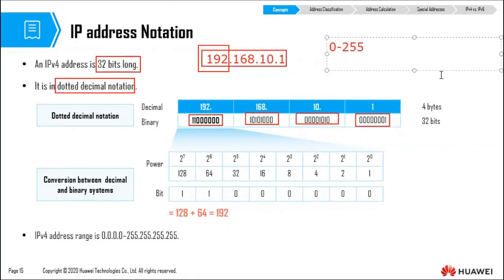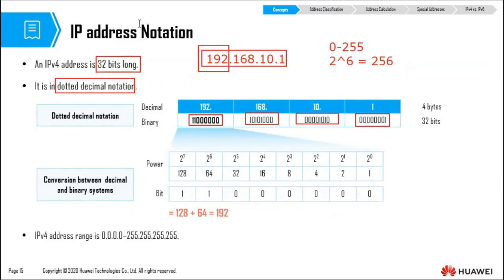So how do we get that? For those who know binary, 2 raised to power 8, right? You're going to get 256. So if you start counting from 0 to 255, then you get 256. Is that clear?